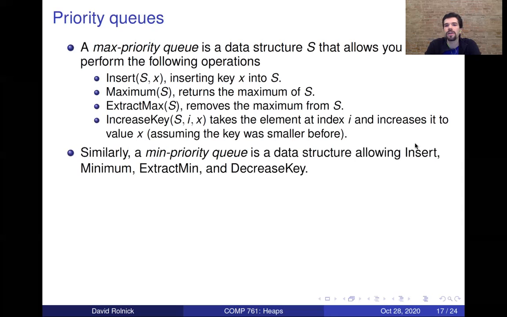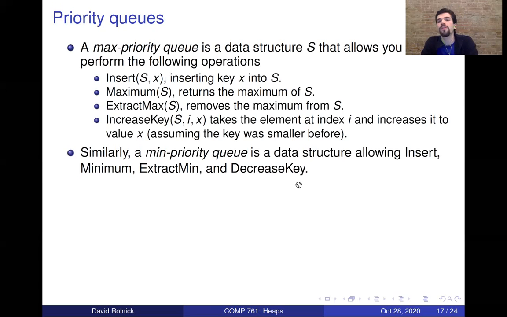A min priority queue is the same thing, except it allows you to insert, take the minimum, extract the minimum, and decrease a key. And so the idea of maximum or minimum is that they're prioritized by this. Like a priority queue, if it's a max priority queue, it's really good at finding maxima. If it's a min priority queue, it's really good at finding minima.